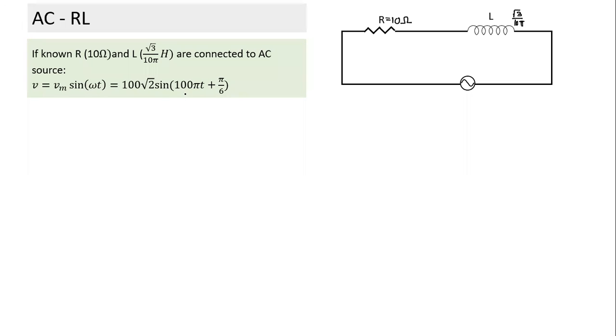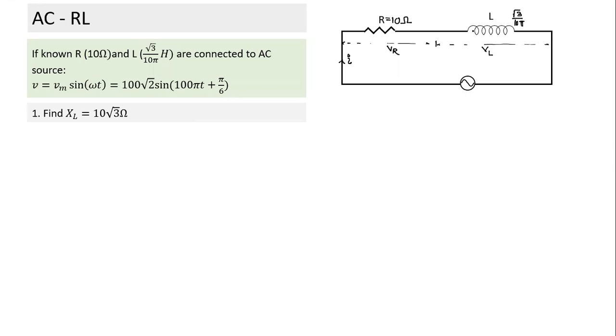In this case, what are the things we can find? If this is what is given, I think we may be interested in finding how the current varies in the circuit, how the voltage across the resistance, VR, varies, and how VL varies. Can we find all these terms? Yes, we can. Let's see step by step how we go about finding them.